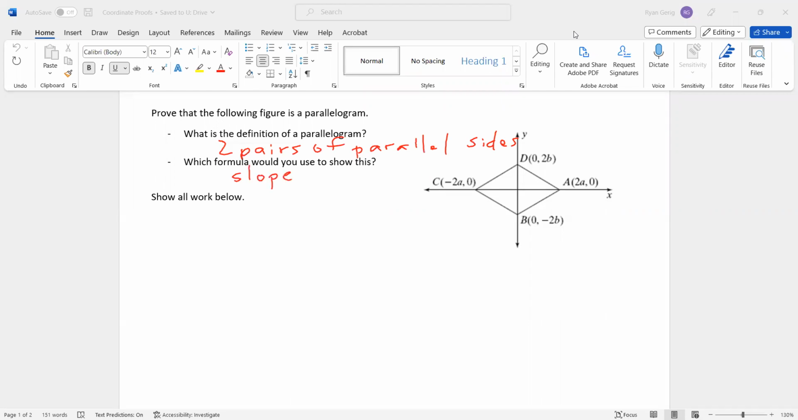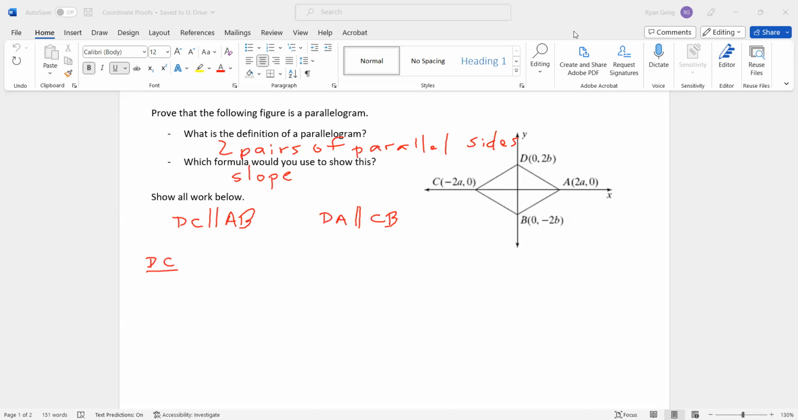All right. We want to show that DC is parallel to AB. We want to show that. We also want to show that DA is parallel to CB. So what do I have to do? I have to find the slope of each of those lines. So let's start with DC.